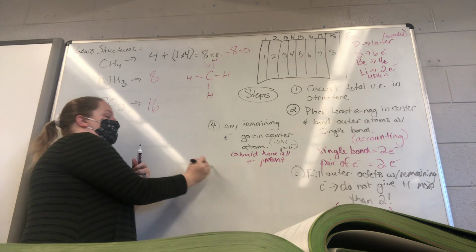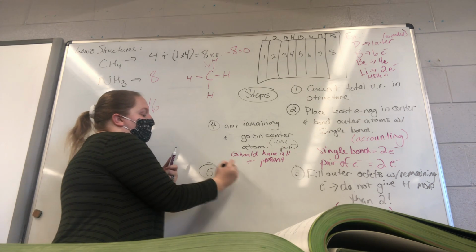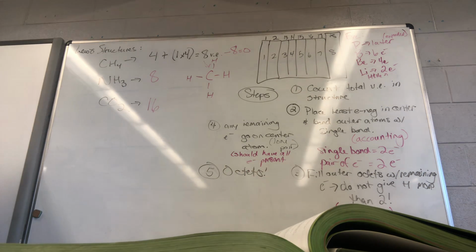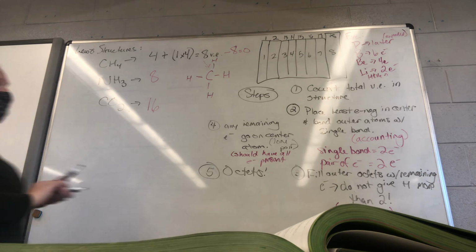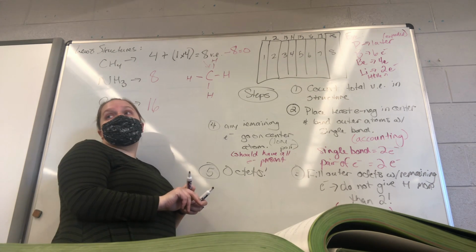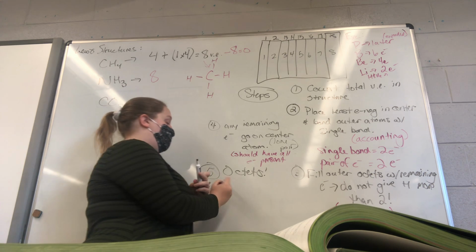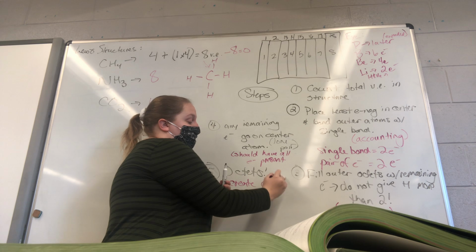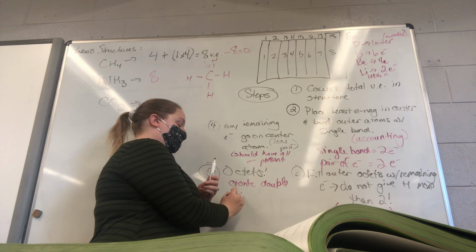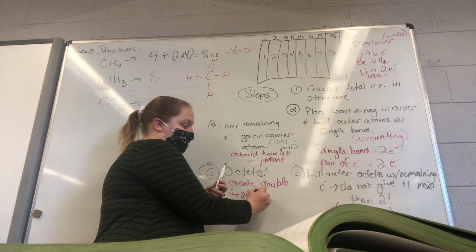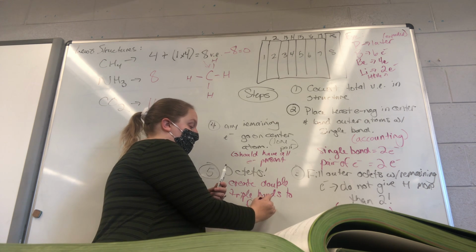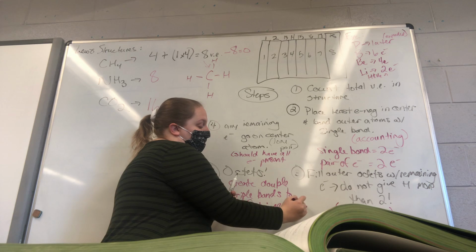Our last step is octet related. Our last step is to move electrons from outer to inner atoms if a center atom does not have an octet. So create double and triple bonds to fill inner octet.